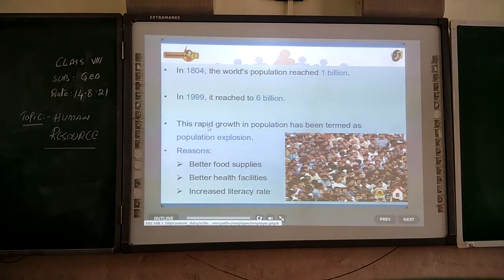The rapid growth in population has been termed as population explosion. The reasons are better food supplies, better health facilities, and increased literacy rate. Of course, all these are the basic facilities: literacy rate, health facilities, food supplies. So these are all the reasons for the population explosion.